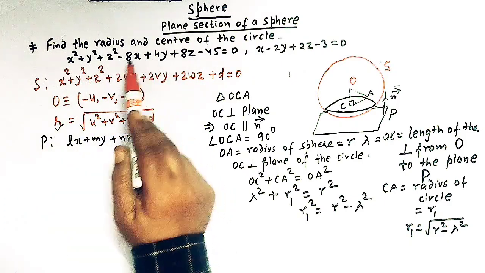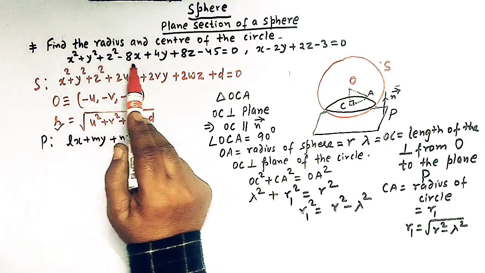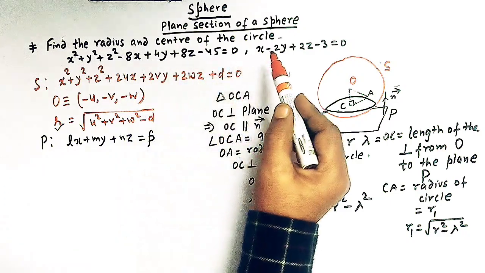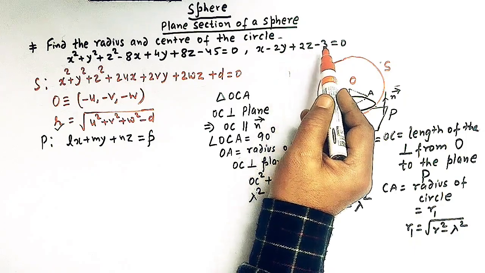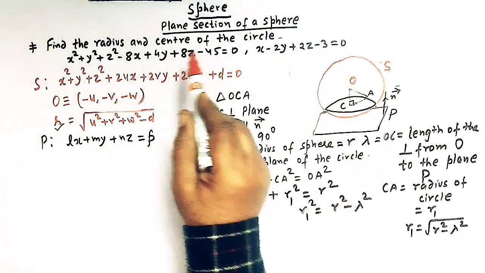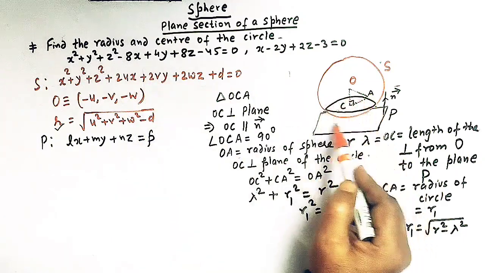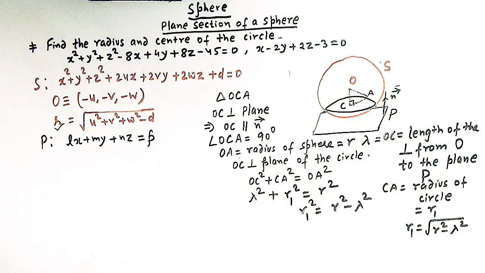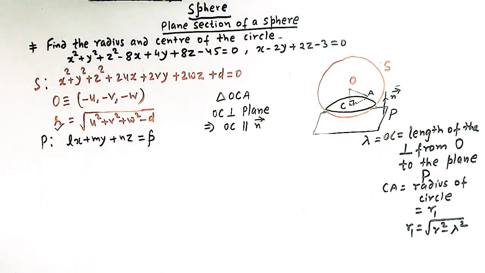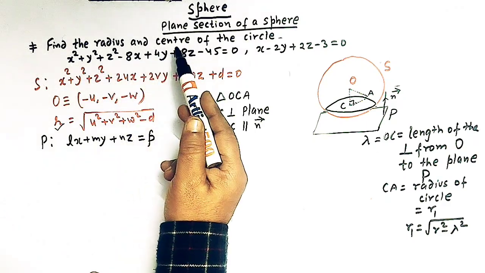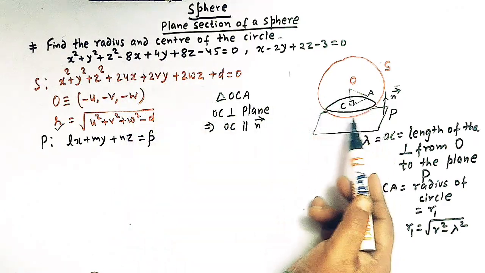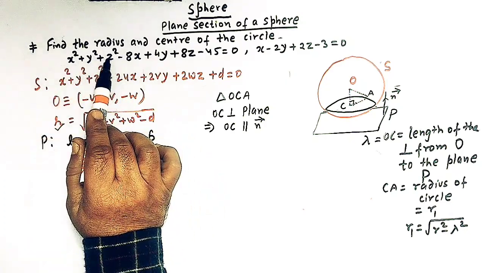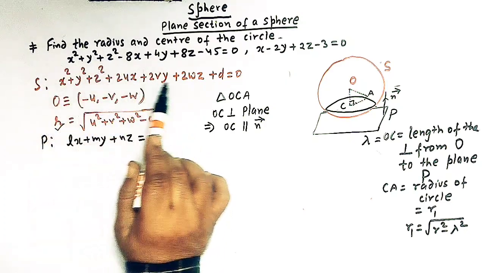So this equation, that is x square plus y square plus z square minus 8x plus 4y plus 8z minus 45 is equal to 0, and x minus 2y plus 2z minus 3 is equal to 0, together represents this circle, whose center is C and the radius is CA. Now let us find out the radius and center of this circle using this concept, right? Let us compare the equation of the sphere with this general equation.